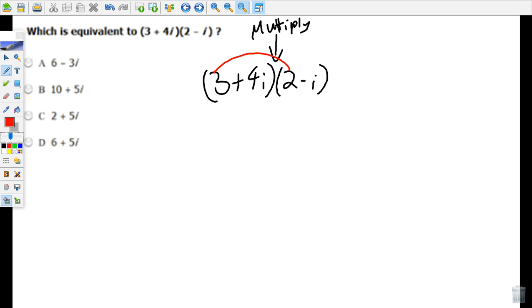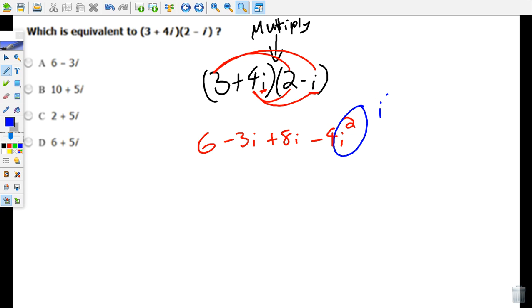3 times 2, that's going to get us 6. 3 times negative i is negative 3i. 4i times 2 is 8i, and then 4i times negative i is negative 4i squared. Don't forget, because you have an i times an i, that makes the i squared. Just like the last problem, remember that i squared is equal to negative 1. So let me just rewrite this whole thing, but change the i squared to a negative 1, just so I can avoid making any mistakes.